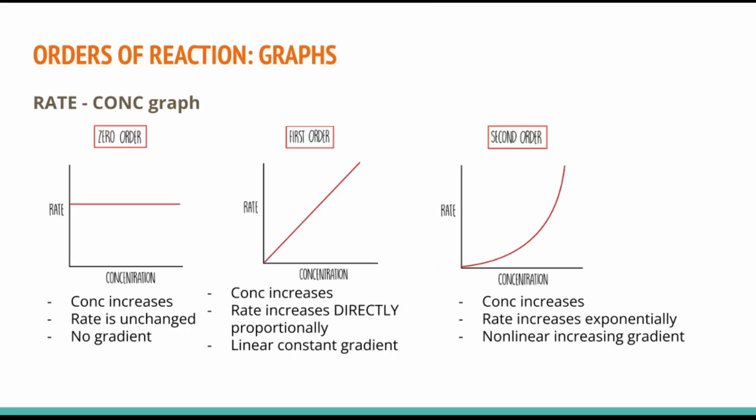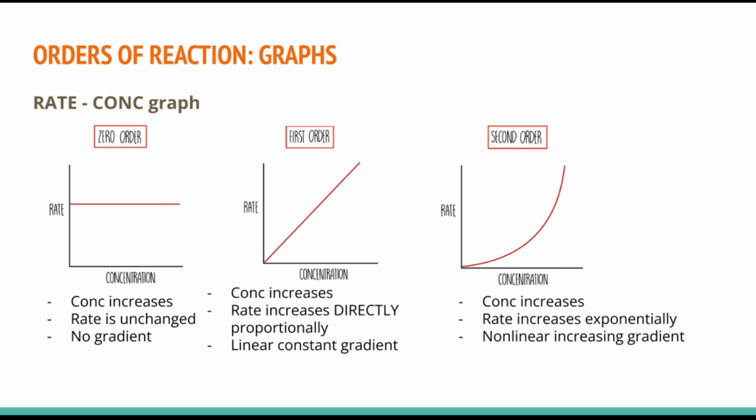And here's another set of graphs for order. So you have the rate against concentration graph, where the rate is on the y-axis and the concentration is on the x-axis. So let's run through them again. So zero order, you can see, is a horizontal line. This means that when concentration increases, the rate is unchanged. There is no gradient here.